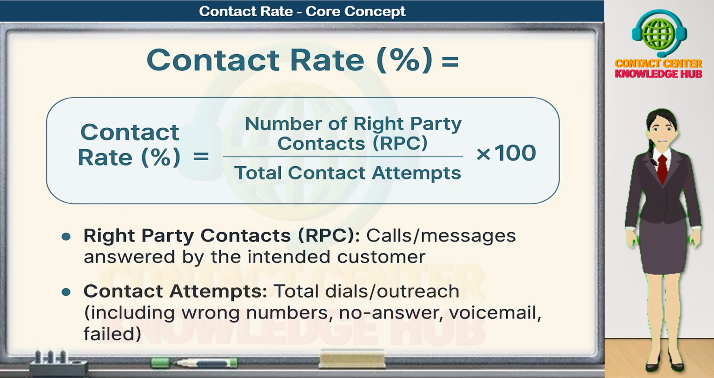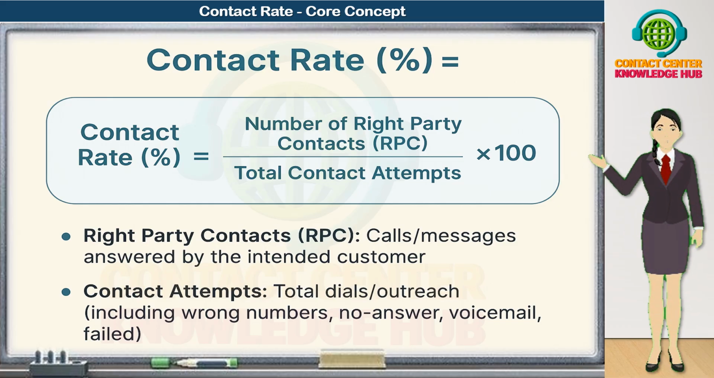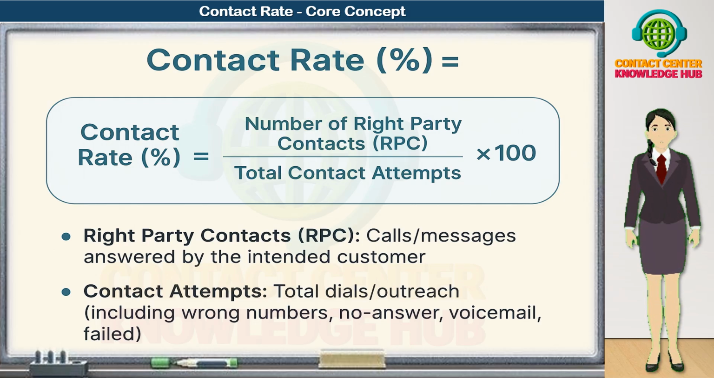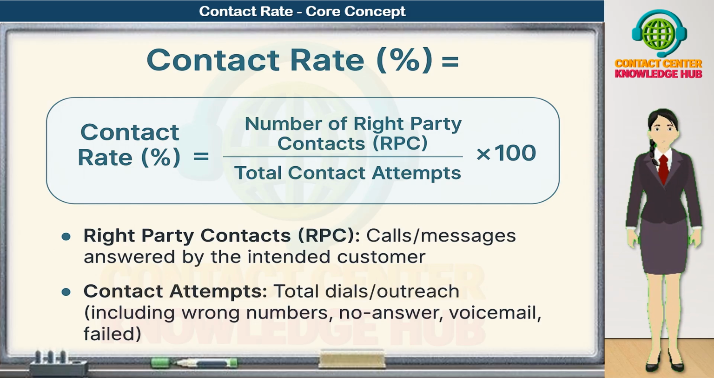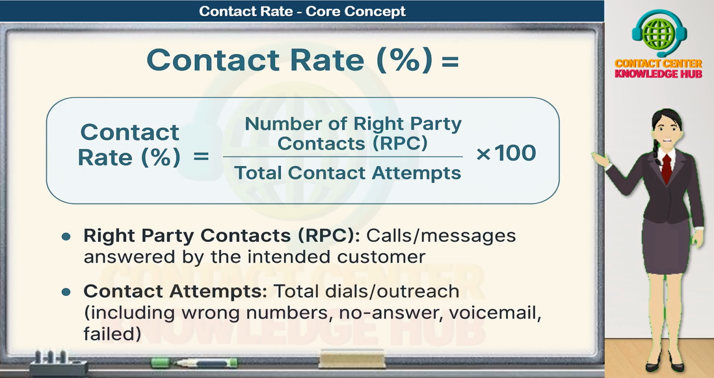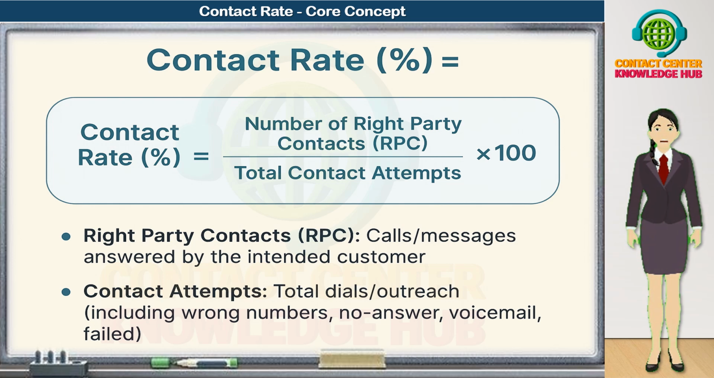Contact rate, expressed as a percentage, is calculated using this formula. Contact rate equals the number of right party contacts divided by the total number of contact attempts multiplied by 100. Mathematically, contact rate, percent, is equal to number of right party contacts divided by total contact attempts times 100.